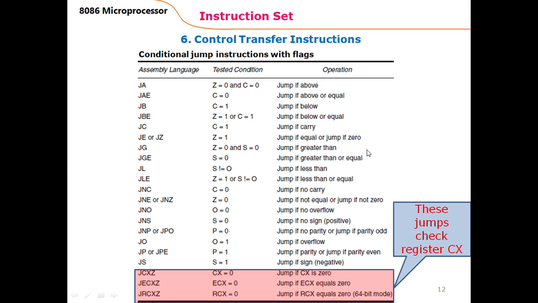So these are conditional jump instructions. They are checking either a flag or more than one flag bits, or these are some of the instructions that check the counter register.